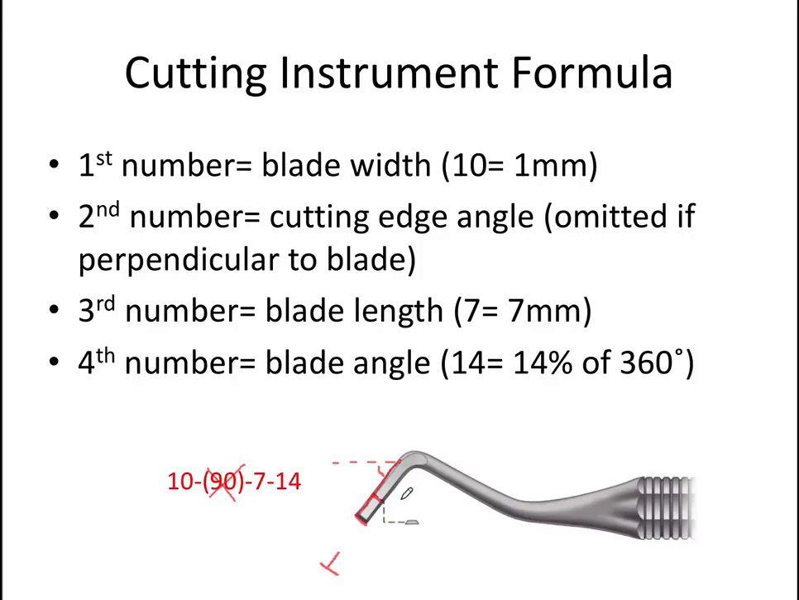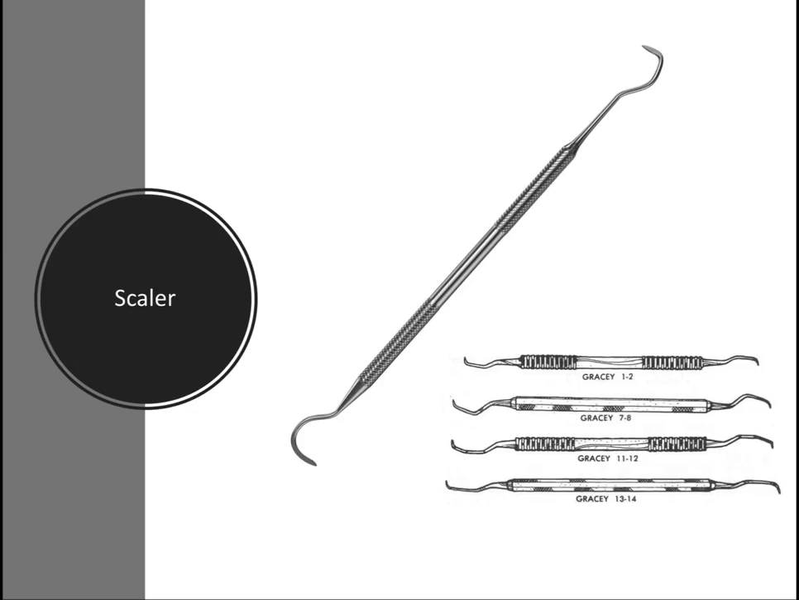In this case, 10714 refers to an enamel hatchet, which we'll talk about in just a little bit. All right, so our first cutting instrument we'll talk about is the scaler. Now, scalers are usually two-sided instruments, each with its own working end, and each working end has two cutting edges that adapt closely to the tooth and remove calculus from the crown or root surface.